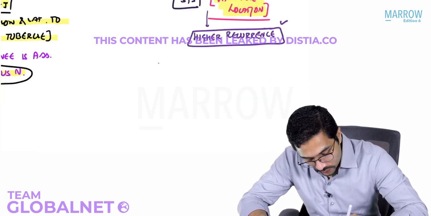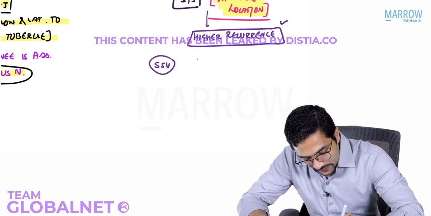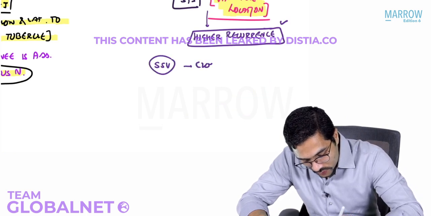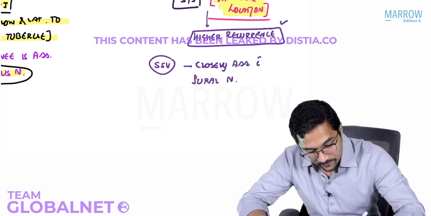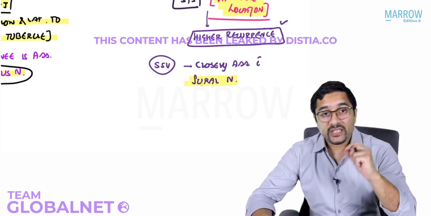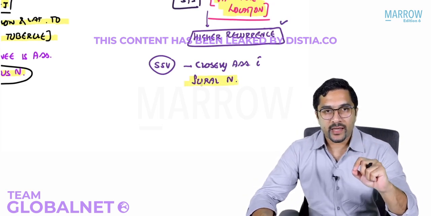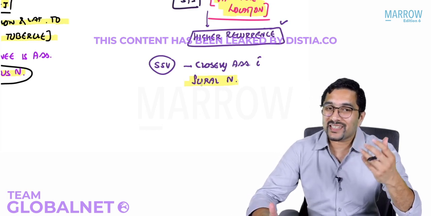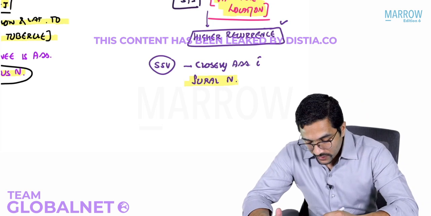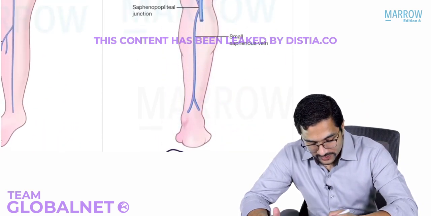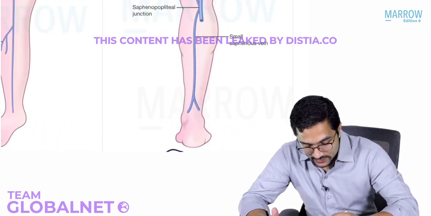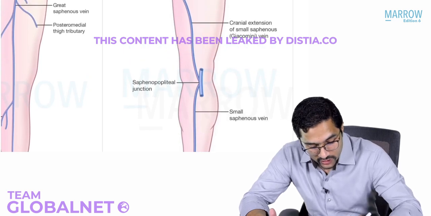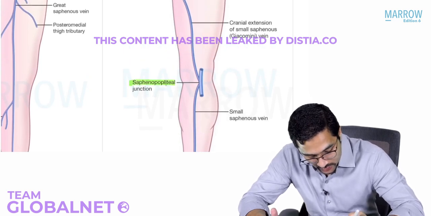Another point which you should know, the short saphenous vein is closely associated with the sural nerve all along its course. That is why we don't strip the short saphenous vein, because if you strip the short saphenous vein, then you will cause injury to the sural nerve. So let's just trace the short saphenous vein. You can see this is the short saphenous vein which drains in the saphenopopliteal junction.